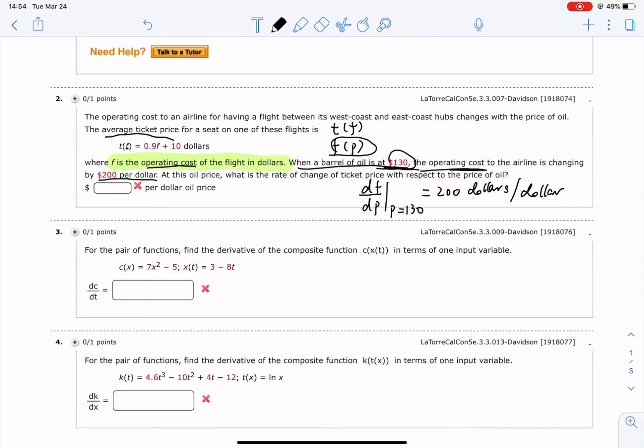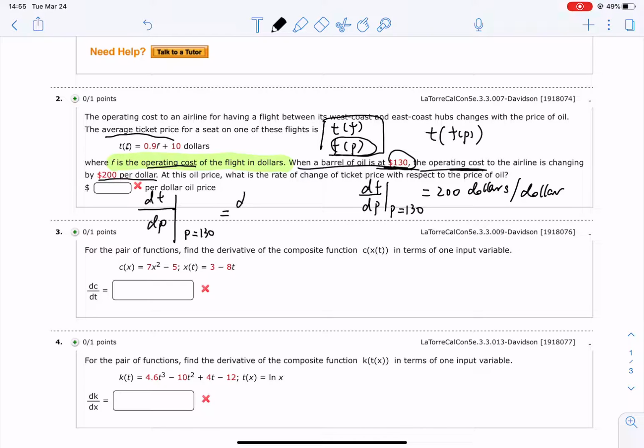So what is the question? What is the rate of change of the ticket price with respect to the price of oil? P is the price of oil. So this just means, what is the value of dT dp? Based on these two functions, we can generate a new function T of f of p. The question is asking what is dT dp when the price is $130. So we can use the chain rule.